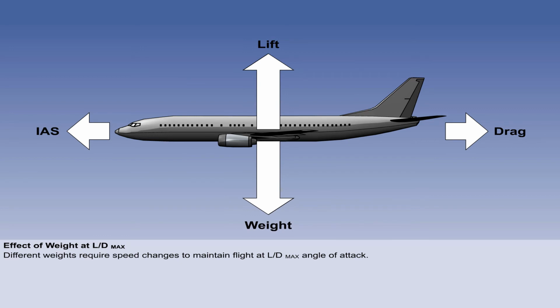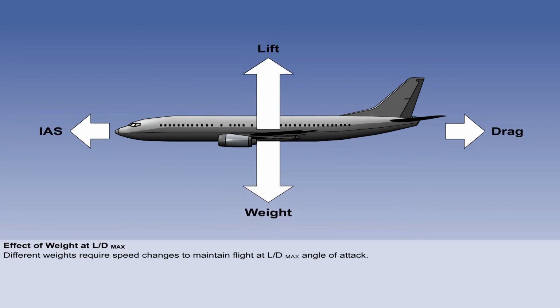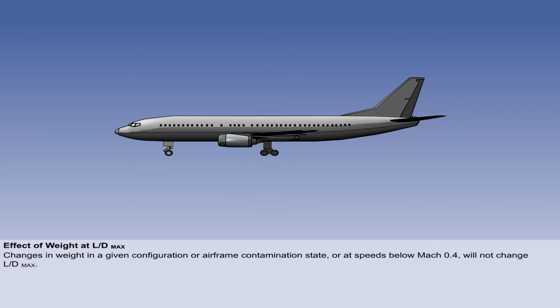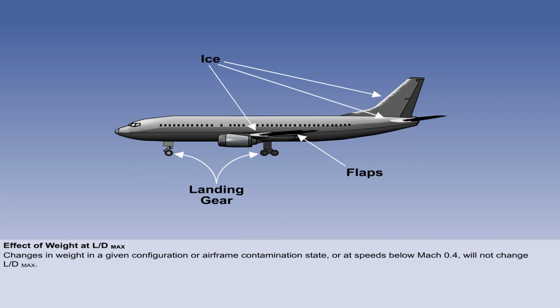If an aircraft's weight changes, it will still be possible to achieve LD max at the same angle of attack as previously, but a change in weight requires a change in IAS to support the weight at the same angle of attack. The lower the weight, the lower the IAS required to stay at the LD max angle of attack, and vice versa. Changes in weight in a given configuration, or airframe contamination state, or at speeds below Mach 0.4, will not change LD max.